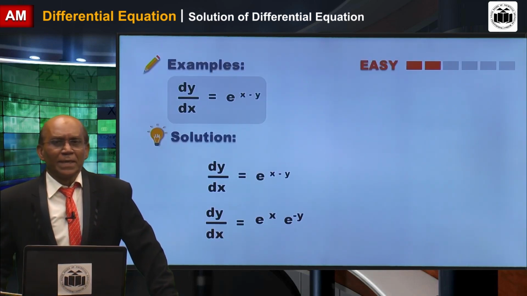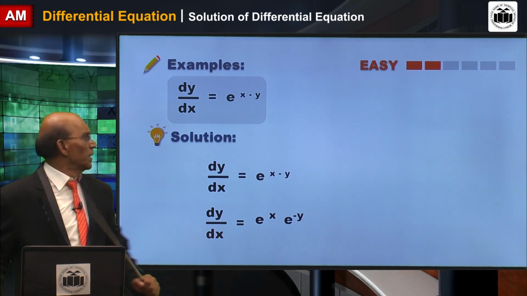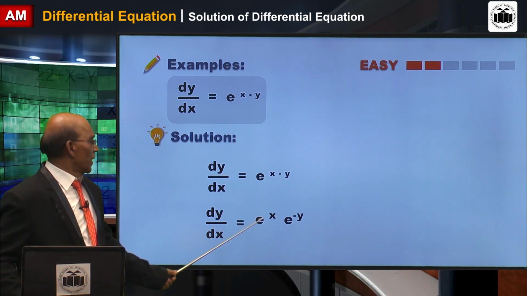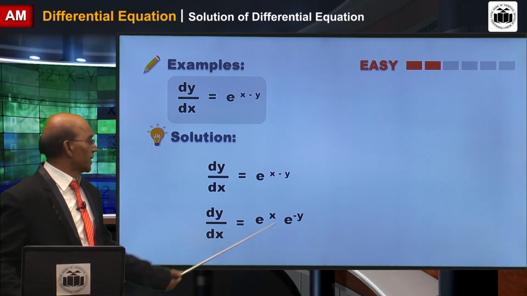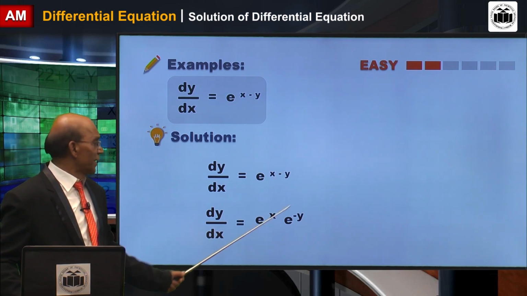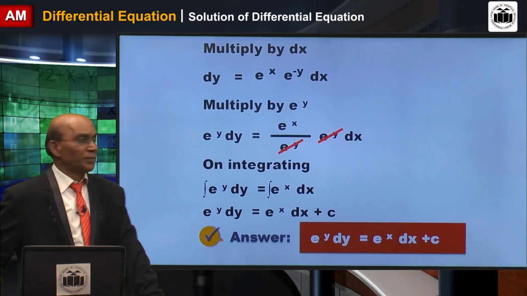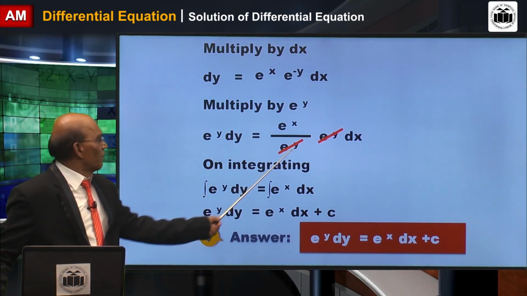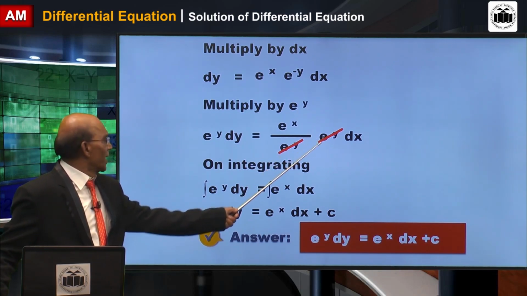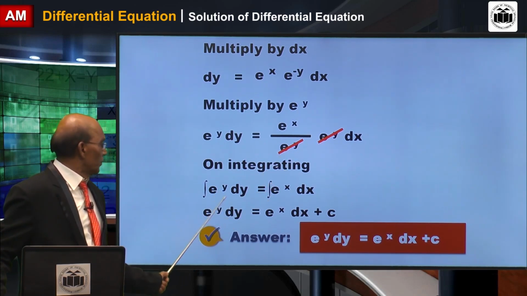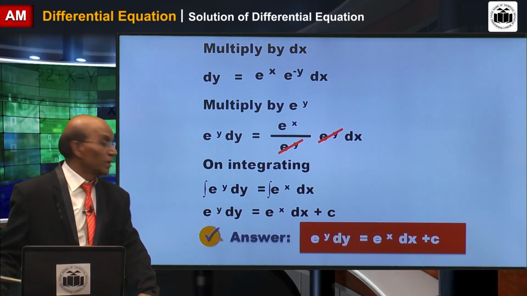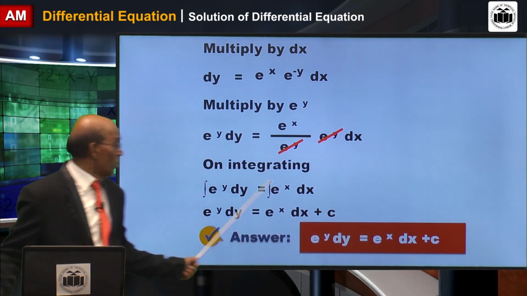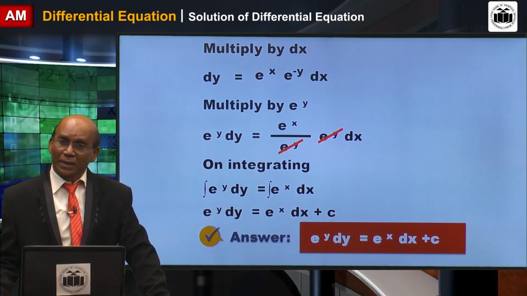First equation: dy by dx equals to e raised to x minus y. Here we are going to use only the law of indices, e raised to x into e raised to minus y, and students make mistakes here. Now multiply by dx, and then by e raised to y, that e raised to y gets cancelled, and we come to the variable separable equation. The answer is e raised to y dy equals to e raised to x dx plus c. Because both are standard form, we can integrate it.